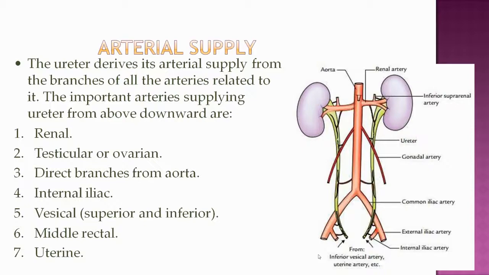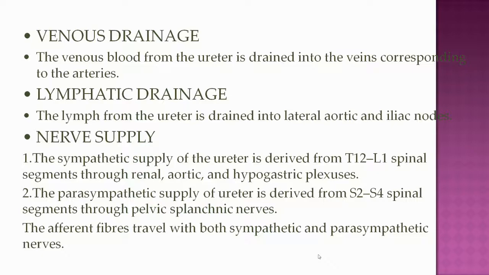Now we will see the arterial supply. The ureter derives its arterial supply from the branches of all the arteries related to it. The important arteries supplying the ureter from above downwards are the renal artery, testicular or ovarian artery, direct branches from the aorta, internal iliac artery, vesical artery, middle rectal artery, and uterine artery. Now we will see the venous drainage. Venous blood from the ureter is drained into the veins corresponding to the arteries.